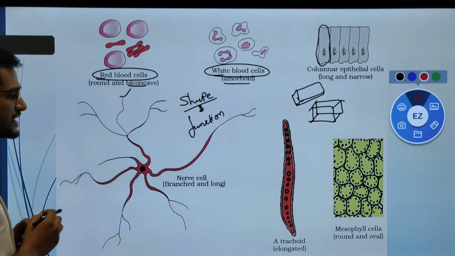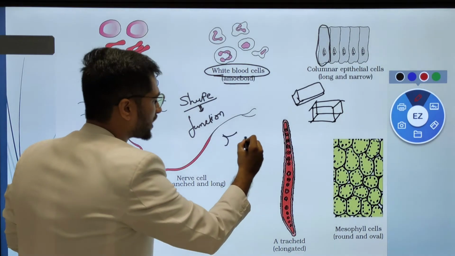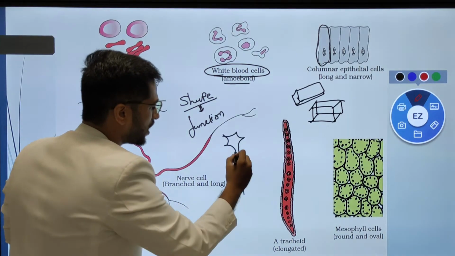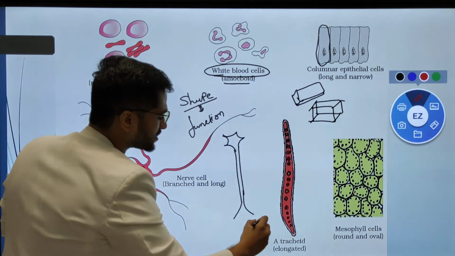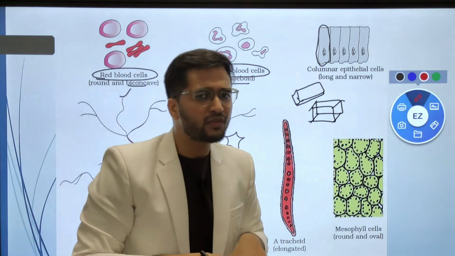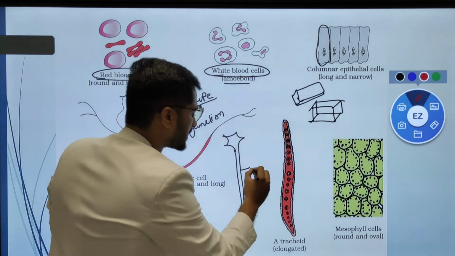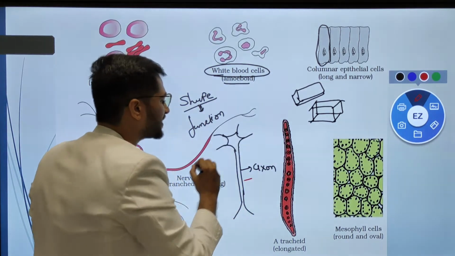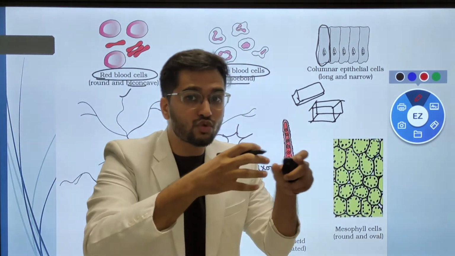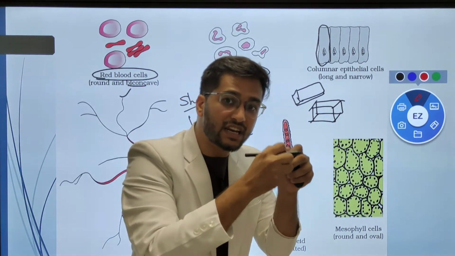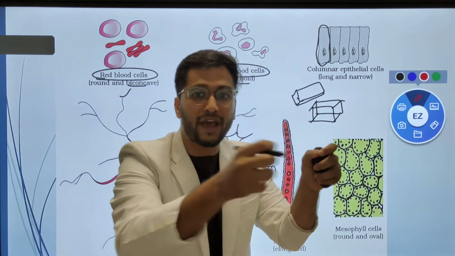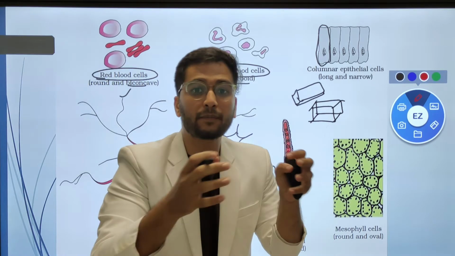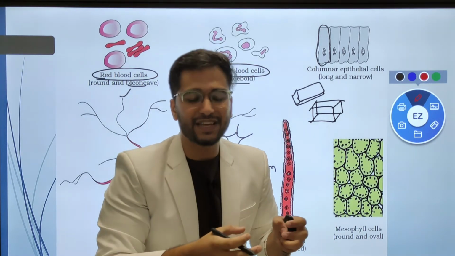The other one is the neuron. A neuron is a very specific cell. If we discuss a typical nerve cell, we find that there is an axon and there are some dendrites. Why has this happened? Because the nerve cell has to carry or conduct nerve signals, or impulses, from everywhere, so it has to be branched. This is also due to their function.